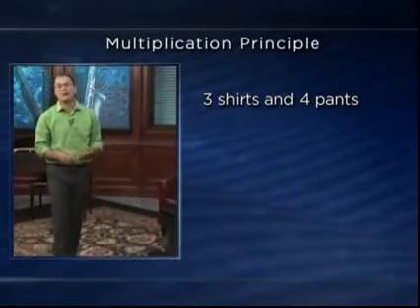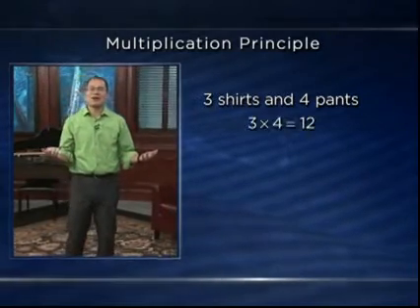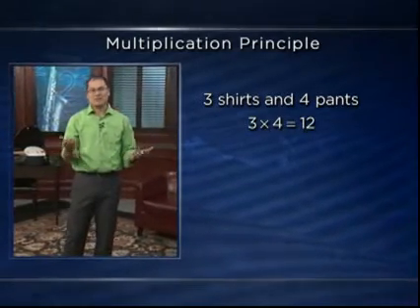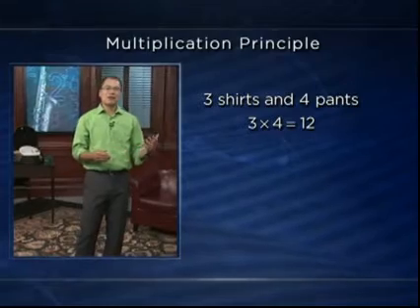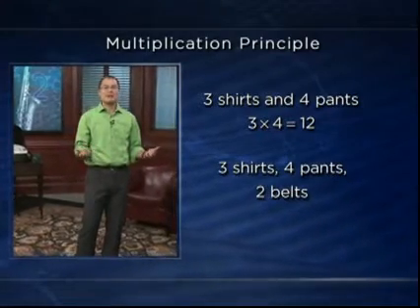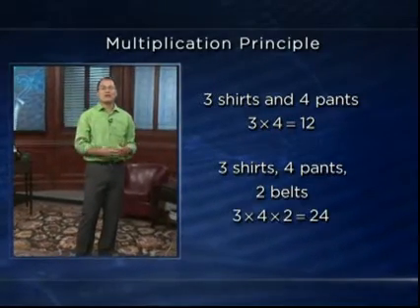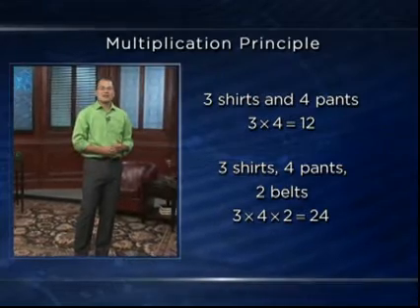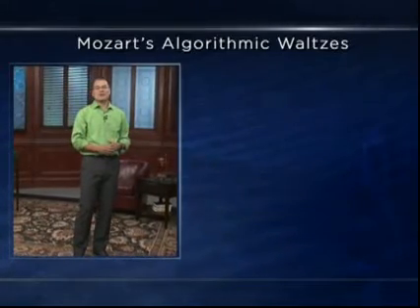Now, you might know a simple version of this. If you have 3 shirts to choose from and 4 pairs of pants, that gives you 12 possible outfits, because 3 times 4 is 12. If you had 3 shirts, 4 pants, and 2 belts, now you have 24 different outfits. You multiply those numbers. Let's apply that to Mozart's algorithmic waltzes.